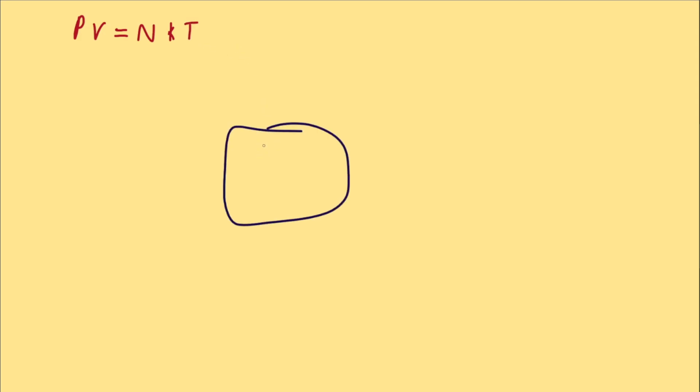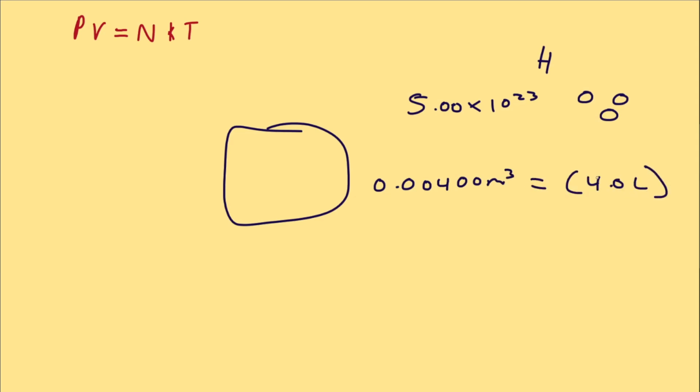Now let's see it in action with a problem. We're going to use the new molecular gas law, PV equals NkT, to find the pressure inside a sealed container where the number of particles inside this container is unknown. So you have a rigid steel canister and it's filled with exactly 5 times 10 to the power of 23 molecules of hydrogen gas. The volume of the canister itself is 0.004 meters cubed, which is about 4 liters. The temperature inside is 300 Kelvin.